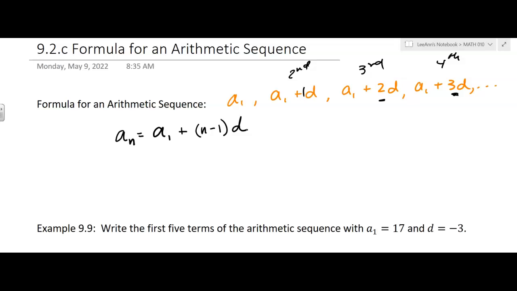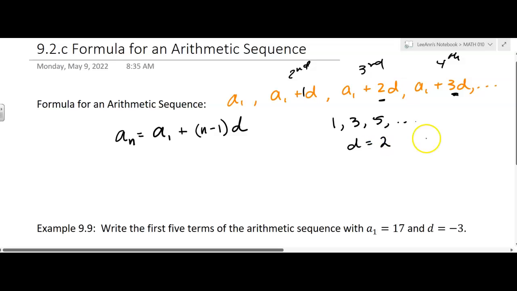So this is a very handy formula because now I don't have to find a whole sequence. If I want to find the 100th term, let's say I have the sequence, we'll make a really easy one. 1, 3, 5, okay, the odd numbers. That's arithmetic, right? You're going up by 2 each time. So the common difference is 2. But let's say I want to find the 100th term.